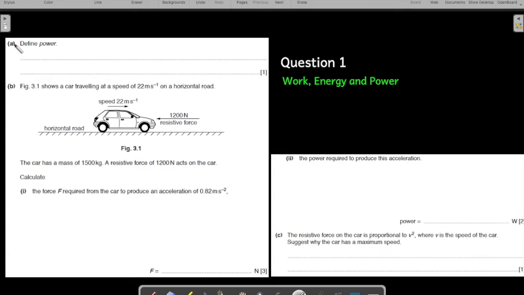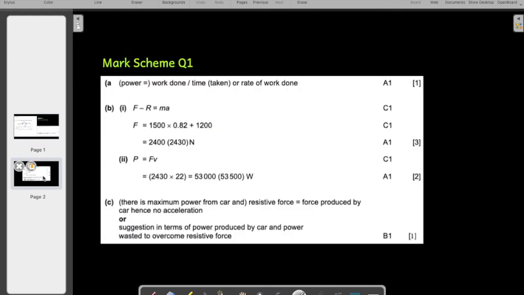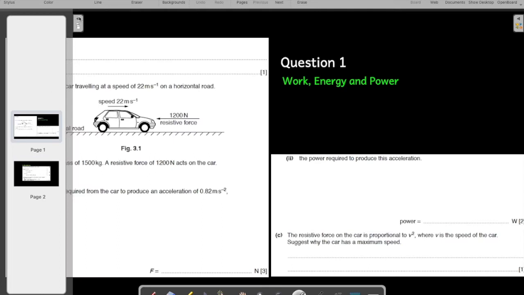The first part of the question says define power. How do you define power? It is a 1-mark question. You have to just state the formula for the power, which is work done over time, which is the same as the rate of work done. Let us tally with the mark scheme to understand what Cambridge expects us to write here as the answer for defining power. Power is work done over time taken. They have just written the formula or the rate of work done. 1-mark question, easy to score, right?